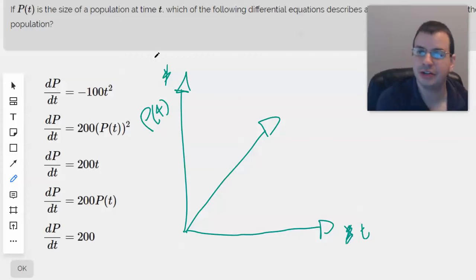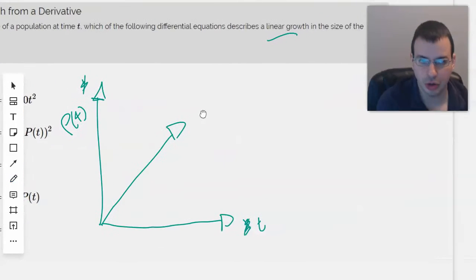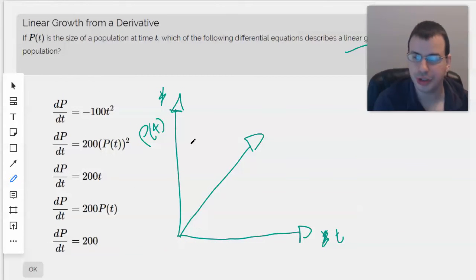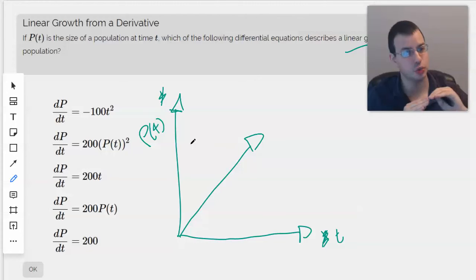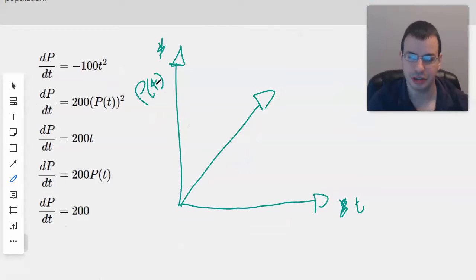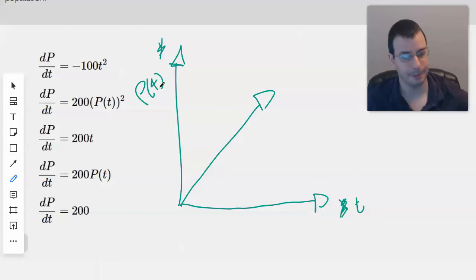And it says, which of the following differential equations describes a linear growth in the size of population? So what this is saying is, the population is rising linearly. If we looked at a picture of population versus time, we'd see a straight line.